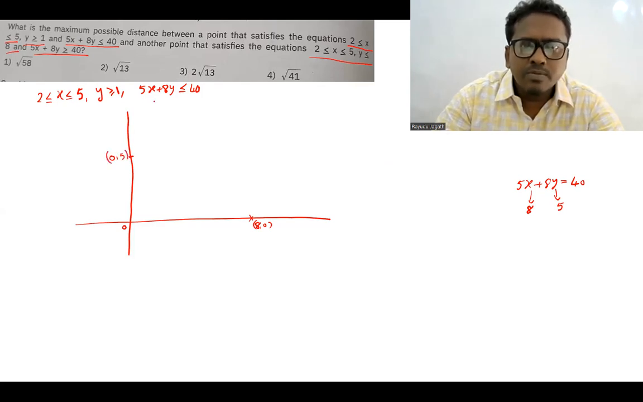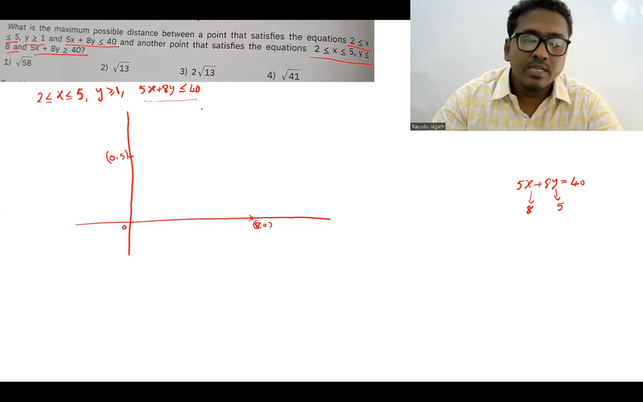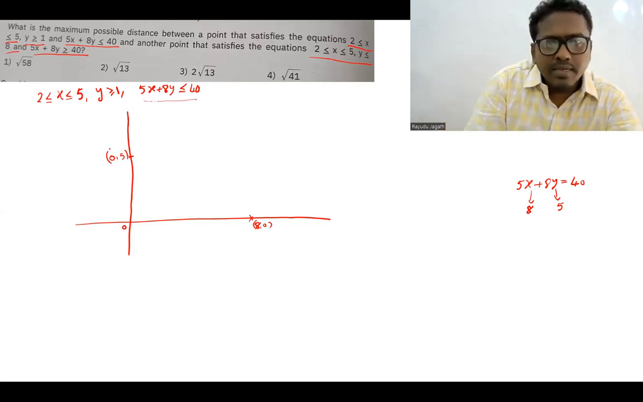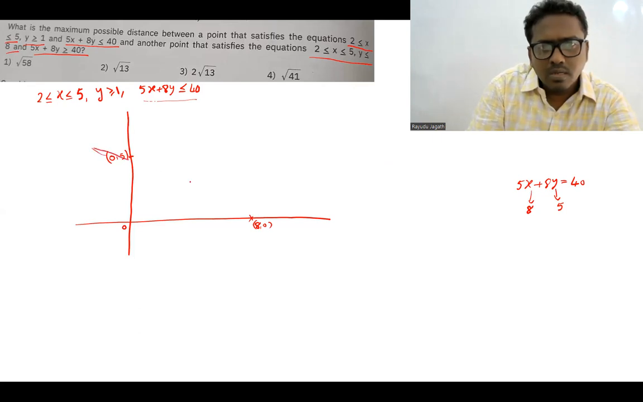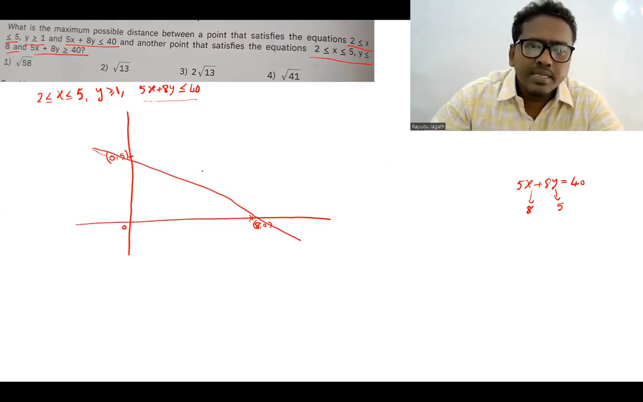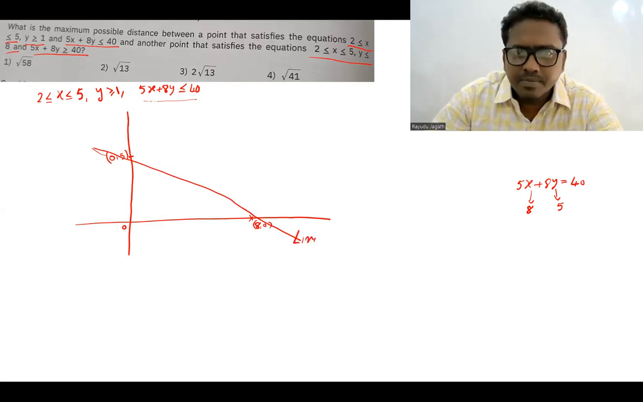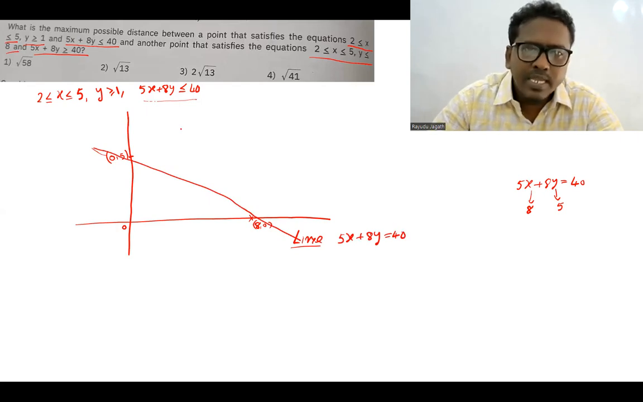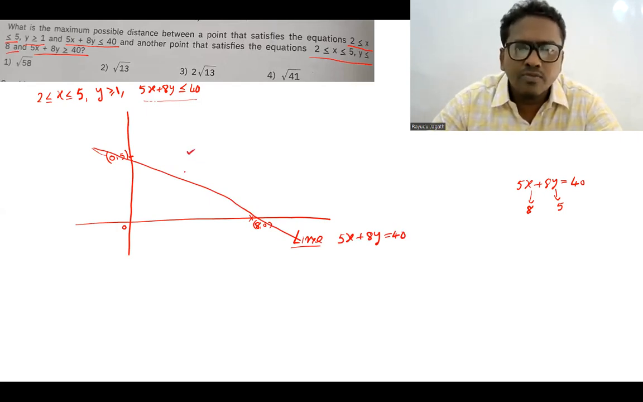This corresponds to 5x plus 8y equal to 40. Now you draw a line touching these two. Here there are two regions, above this line and below it. This is the 5x plus 8y is equal to 40 line. So if we select any point above, it should be greater than or equal to 40. If you select any point below, it will be less than or equal to 40.